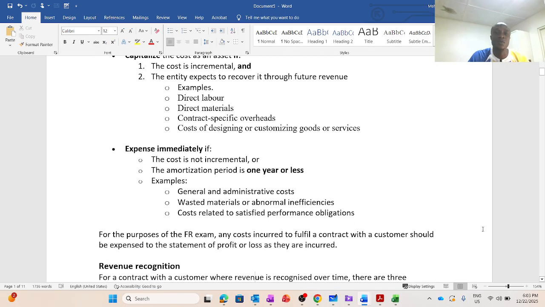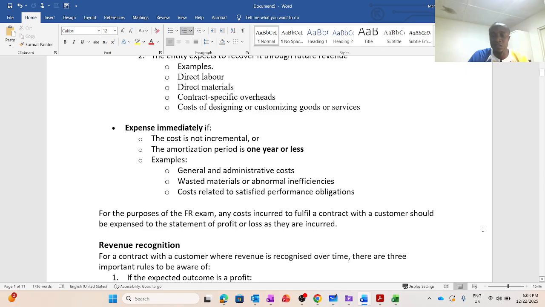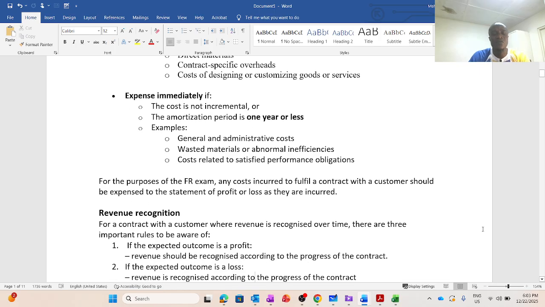Also, we are going to look at the costs which we expense immediately, because the cost is not incremental. Therefore, we are going to amortize the cost over the year or less, depending on the contract agreement. But don't worry about it. Examples of these costs are general and administrative cost, wasted materials or abnormal inefficiency, and cost related to satisfied performance obligations. For financial reporting F7, the general principle you need to know is that any cost incurred to fulfill a contract with a customer should be expensed to the statement of profit or loss as incurred.